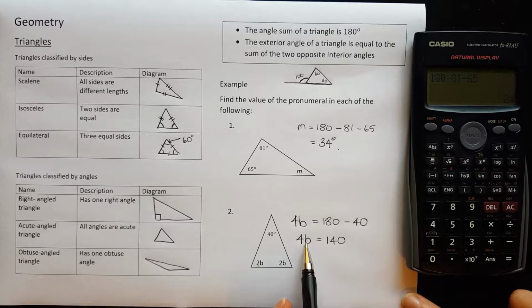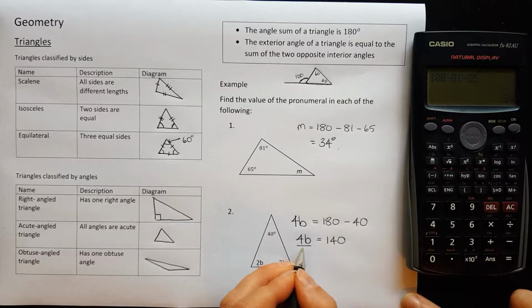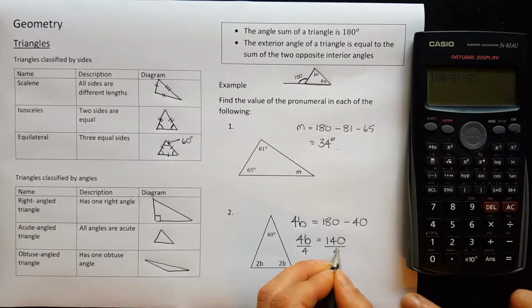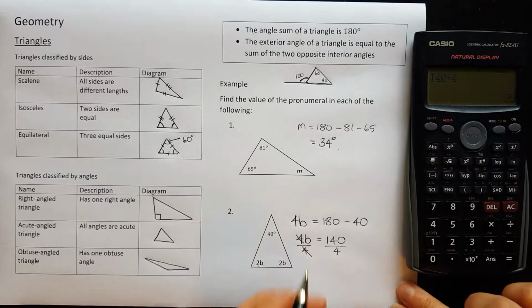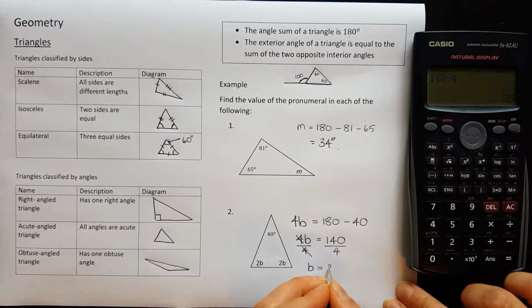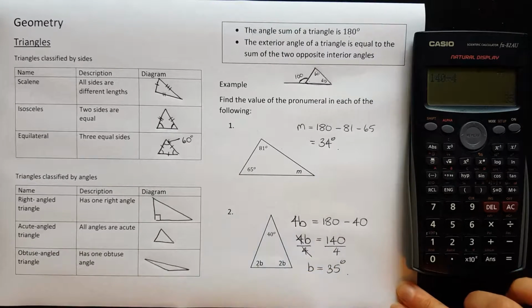But I want to find the value of b, so I need to move the 4 away. This is equation solving. I want to divide both sides of my equation by 4 to get rid of that. And 140 divided by 4 tells me that b is equal to 35 degrees.